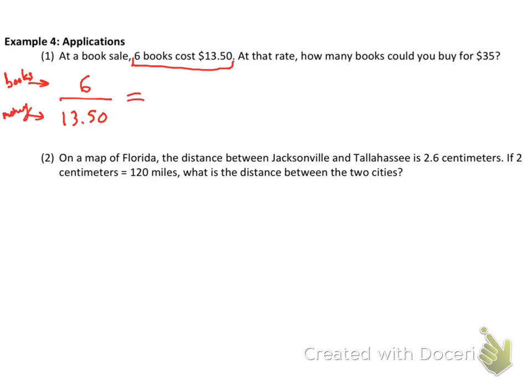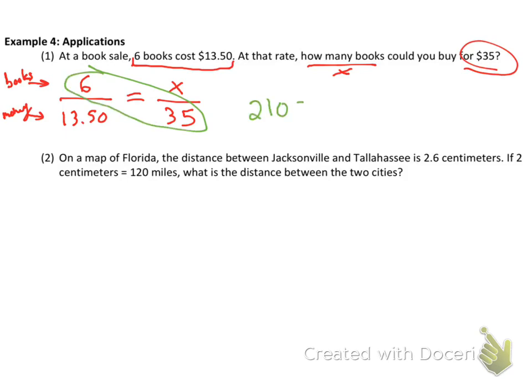So when you know this, you know $35, that's going to be on the same end as your money, and then you're trying to figure out how many books. That's your variable. So books is on top. Okay, so there's your proportion, and now I'm going to cross multiply. So I have 6 times 35. So 6 times 35 is going to give me 210.